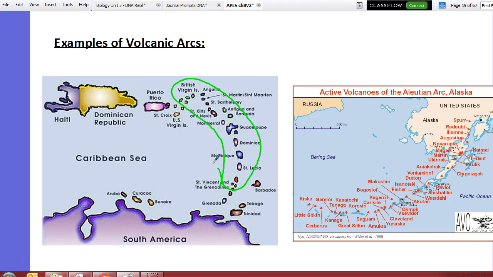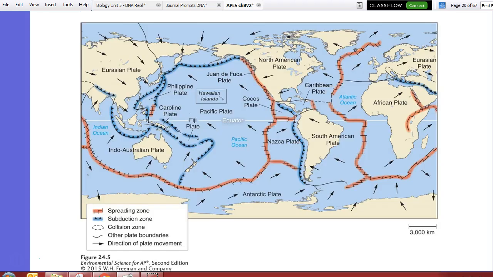Some of them still have active volcanoes, some of them are not active. But a lot of times when you see a lot of little islands in a row, it could be a good indication that it's a volcanic arc. Same thing here. The little triangles are all of the volcanoes. This is off of the coast of Alaska. So these are examples of volcanic arcs.